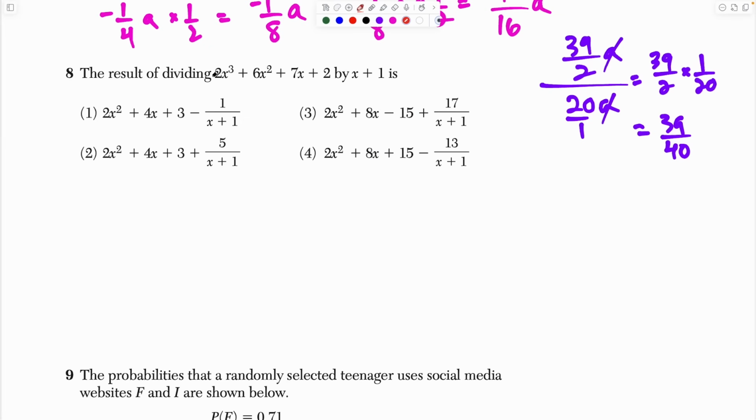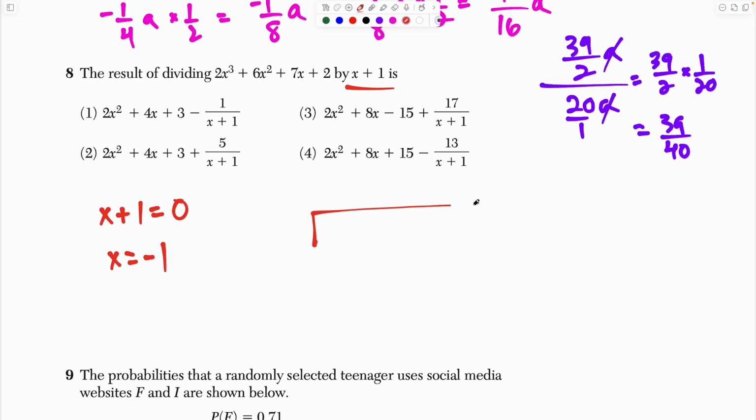Question 8, the result of dividing 2x to the third plus 6x squared plus 7x plus 2 by x plus 1 is, and we have these 4 answer choices to choose from. So for this one, we could do this a few different ways, but one way would be to do synthetic division. With synthetic division, what you do is you take the factor x plus 1 that you're dividing by, and you set it equal to 0, and the root would be x equals -1.